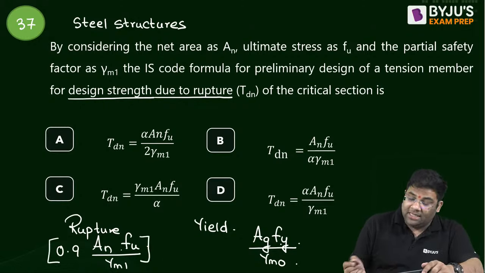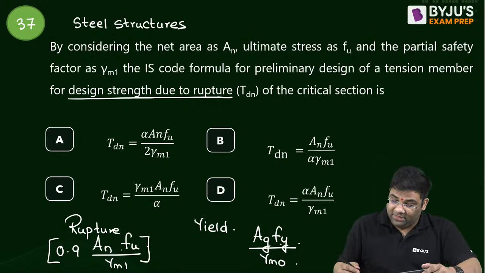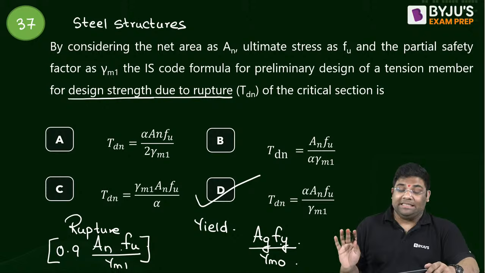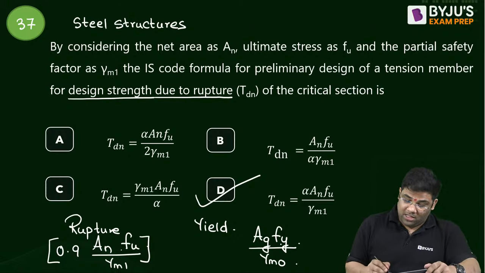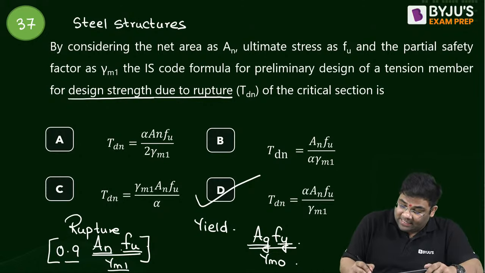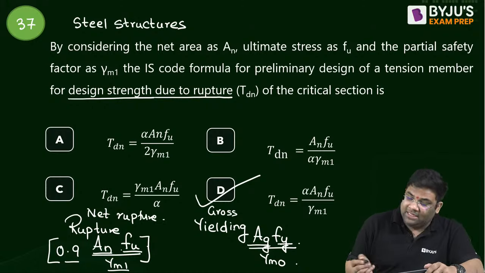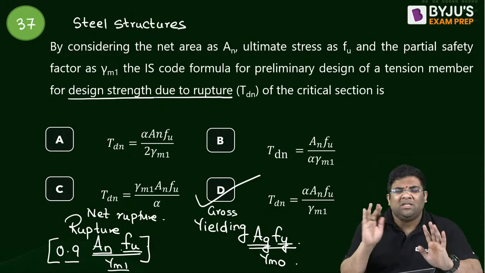So they have used that factor as alpha. So what is the answer to this? The answer is D actually. The answer is D. You see? Compare the formula. Alpha, the net area, into the ultimate strength by gamma m1. And gross is this, gross yielding. This is gross yielding, and this is net rupture. So net rupture. So formula was clear. Now see, if you are getting confused, it's very easy.